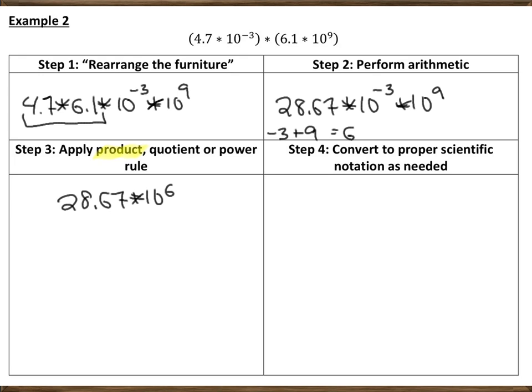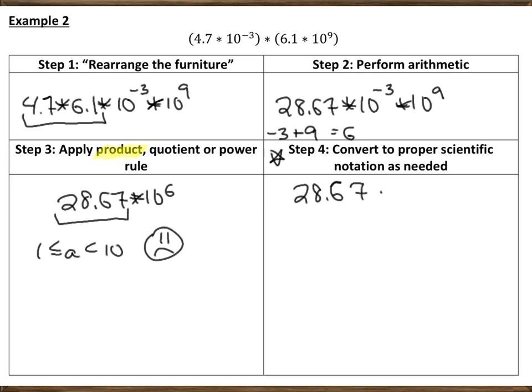So again, before I can consider this done and dusted and walk away, I have to ask myself, is my mantissa right here at least 1, which it is, and is it strictly less than 10? Well, it's not, right? 28.67 is actually larger than 10. So this is not in proper scientific notation, so we have to apply step 4. Let's take a minute and copy down the problem. So we have 28.67 times 10 to the 6th power.